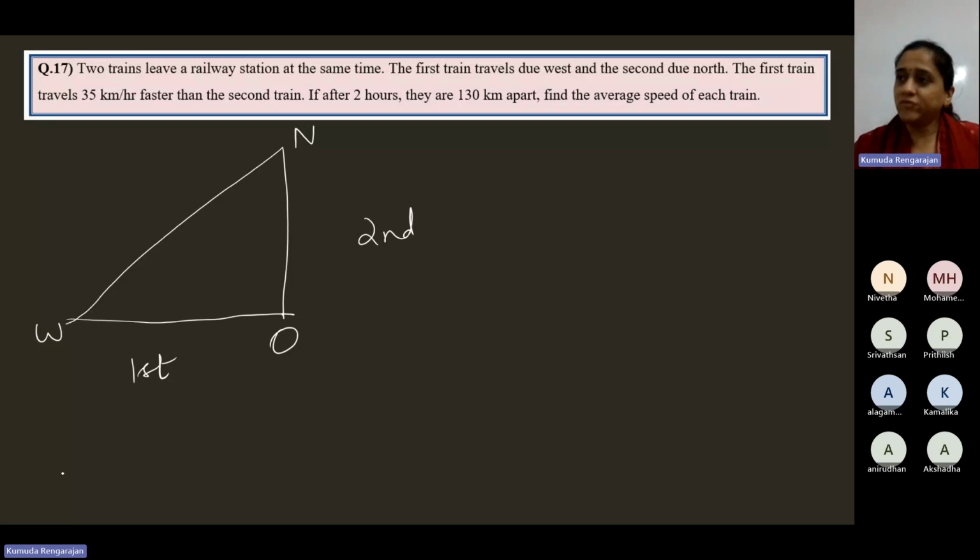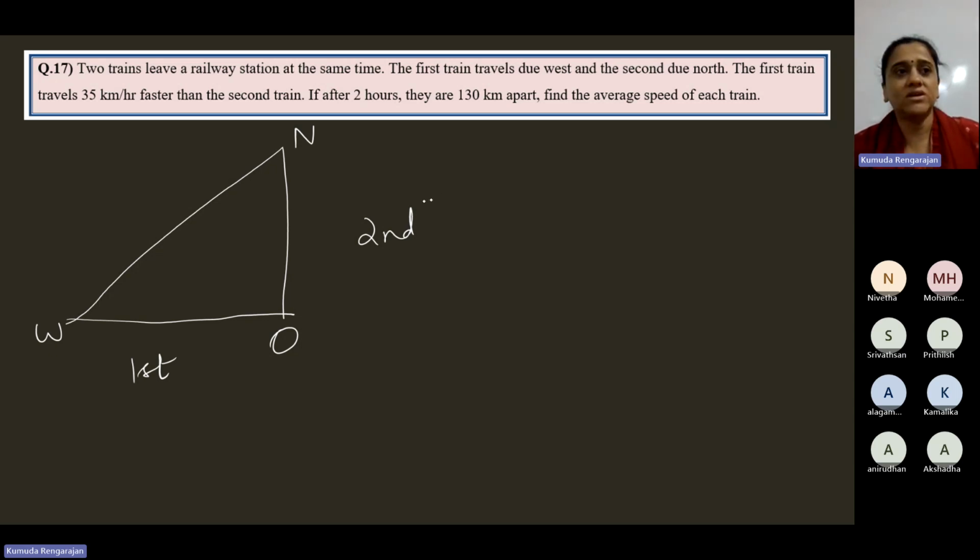At which point is the first train at the end of 2 hours? W. And where is the second train at the end of 2 hours? N. So what does the line segment OW represent? The line segment OW represents the distance covered by the first train in 2 hours. And the line segment ON represents the distance covered by the second train in 2 hours.